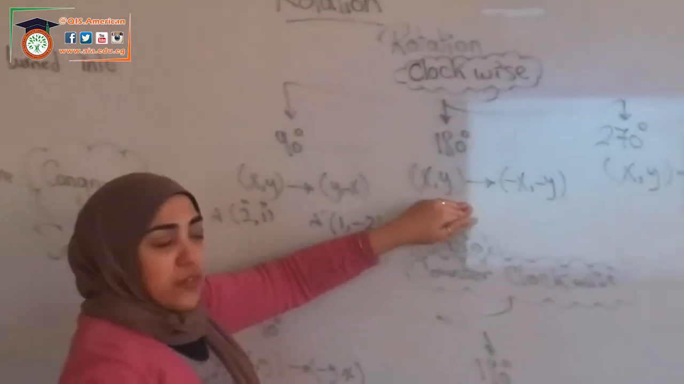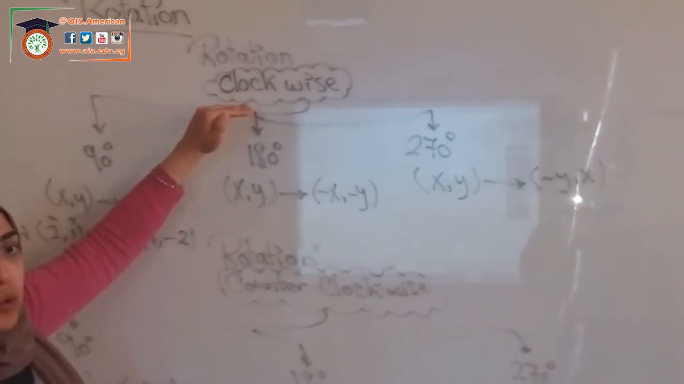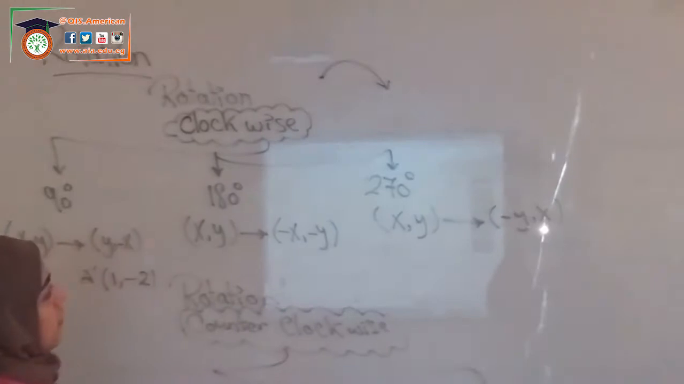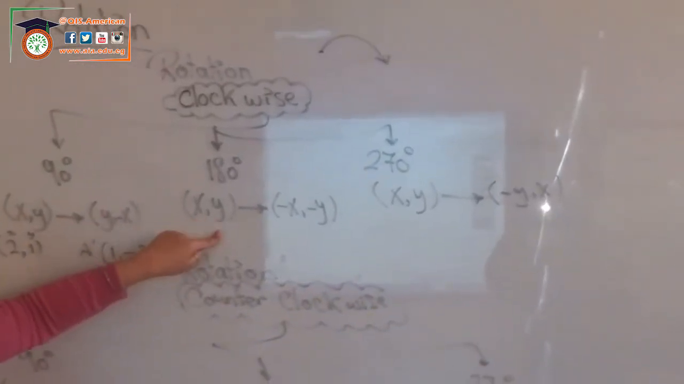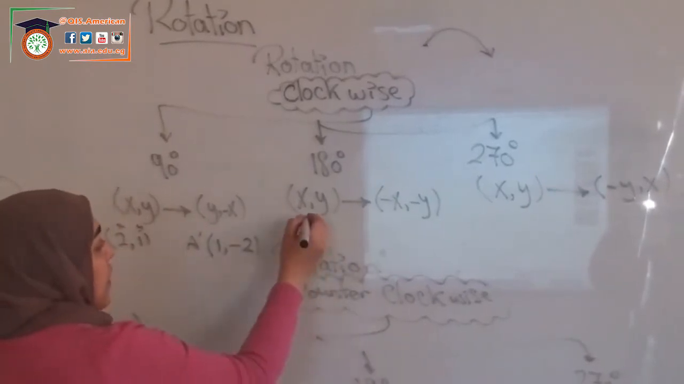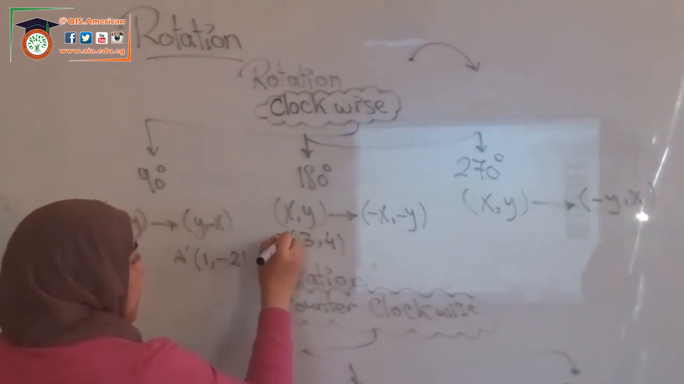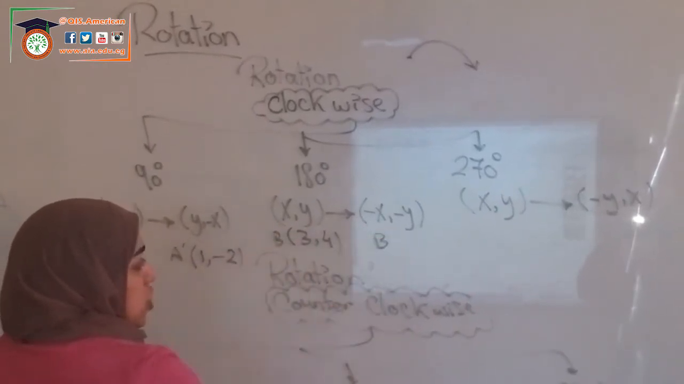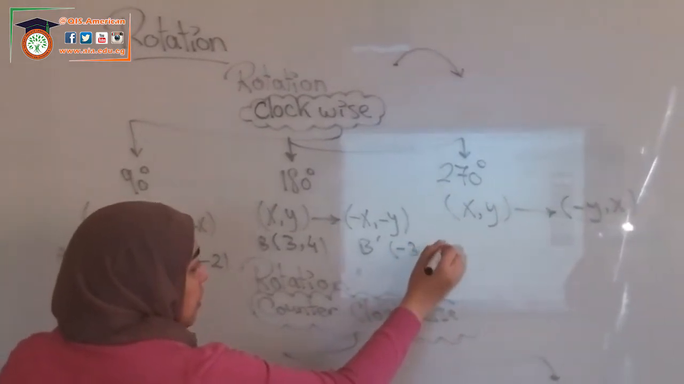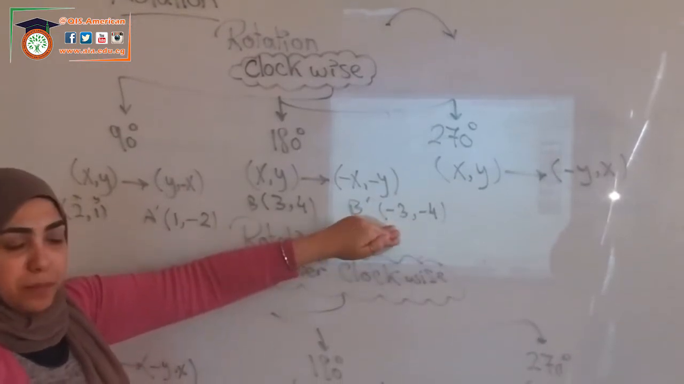Second one, I need to rotate it 180 degrees clockwise. We're talking about clockwise, like this. If I have a point (x, y), just change the sign of x and y. So if I have a point which is (3, 4), which is B, the image, B dash, is going to be (-3, -4). Don't change the places of x and y, we keep the places.